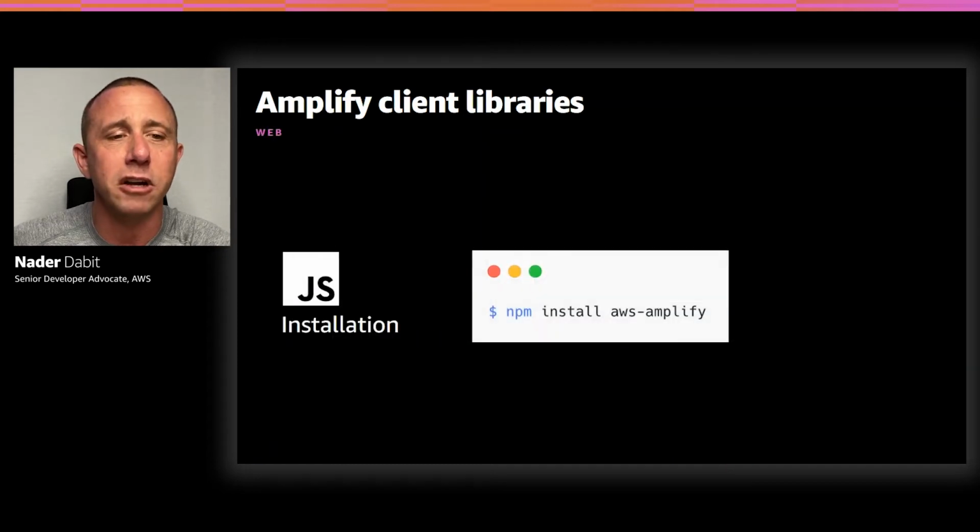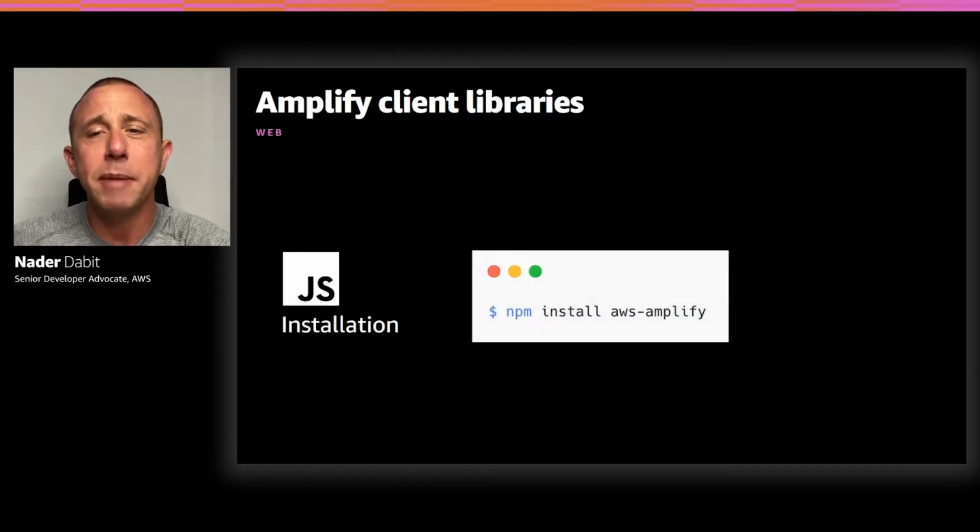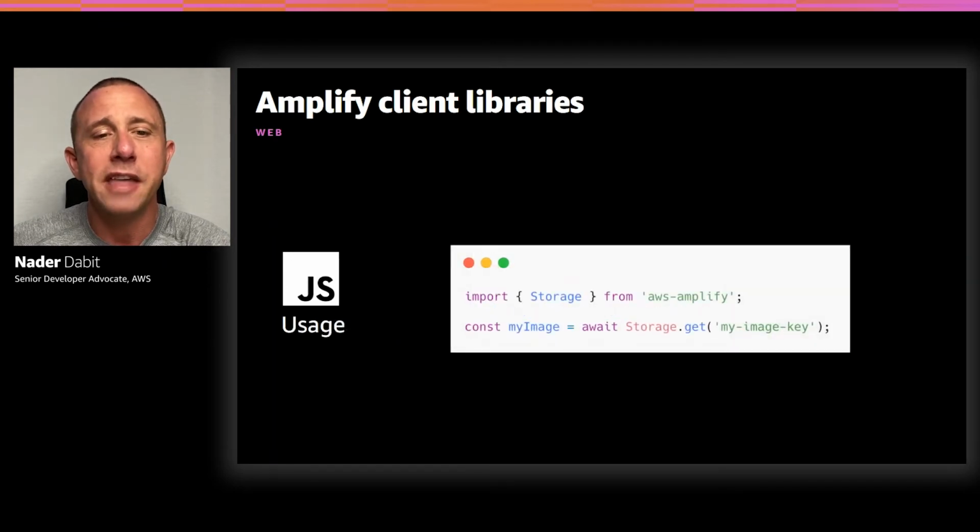So let's take a look, first of all, at JavaScript. You're going to basically be importing these different libraries and SDKs from the main AWS Amplify library. So to install the library, you run npm install. Then you can start importing whatever feature that you'd like to work with.